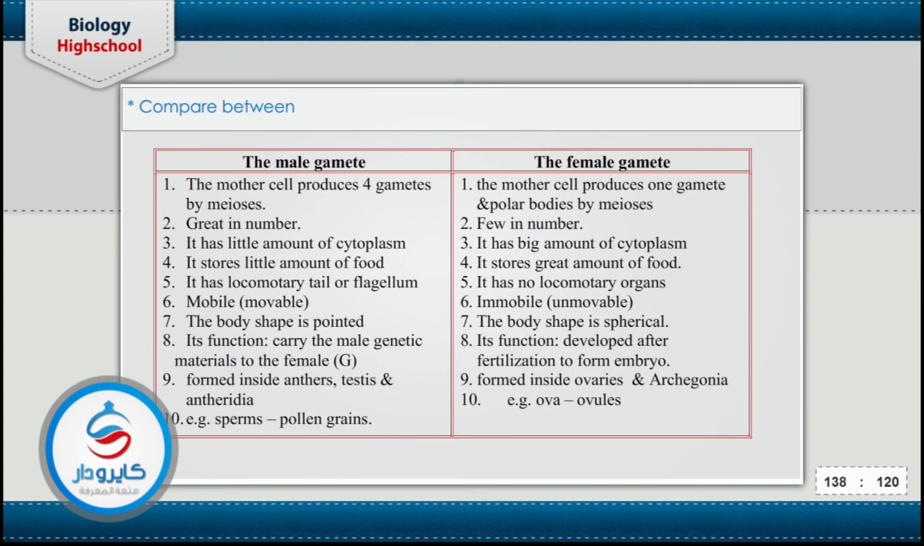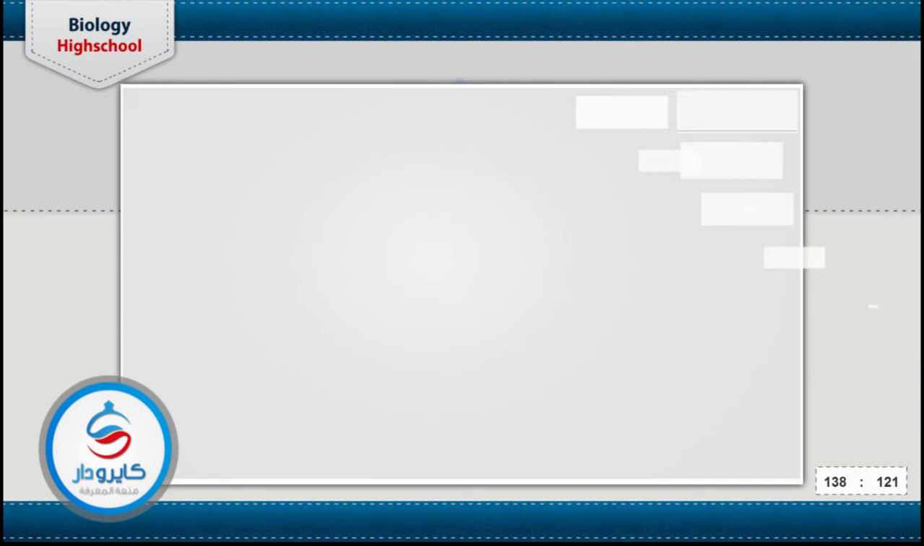طبعا الميل جاميت as that formed in the anther of the flower, the antheridia of the ferns, the testes in the animals, but in the case of the female gamete that takes place inside the ovaries of the animals and the plants and the archegonia in ferns. وندي example للميل جاميت as the sperm and pollen grains، لكن تانية as the ova and ovules. The next question.